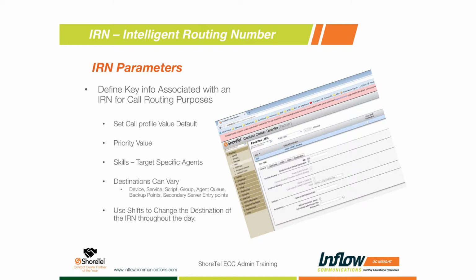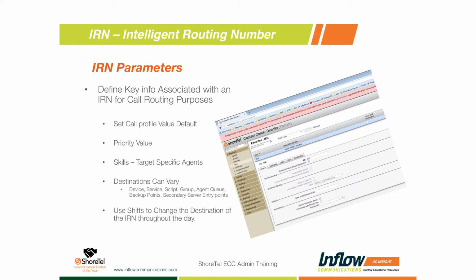But one of the great things about ECC is the ability to create your custom call profile. So you can set a call profile value so that if a call comes in to an IRN, you could associate the business name with that IRN, such as customer service XYZ company. Just a way I want to point out here that this is what you can do with that parameter.